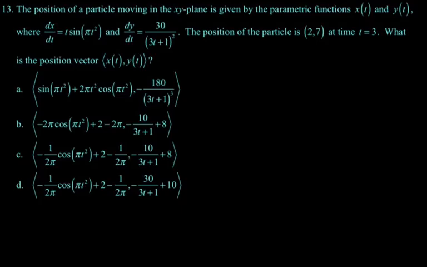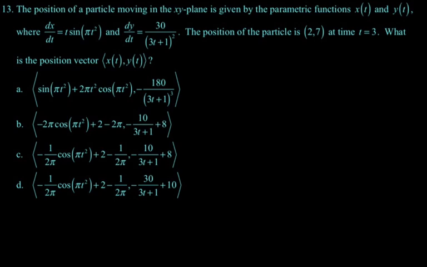All right, let's go. Question 13: the position of a particle moving in the xy plane is given by the parametric equations x of t and y of t, where dx/dt is t times sine of pi t squared, and dy/dt is 30 over the quantity 3t plus 1 squared. The position of the particle is (2, 7) at time t equals 3. What is the position vector x of t comma y of t?